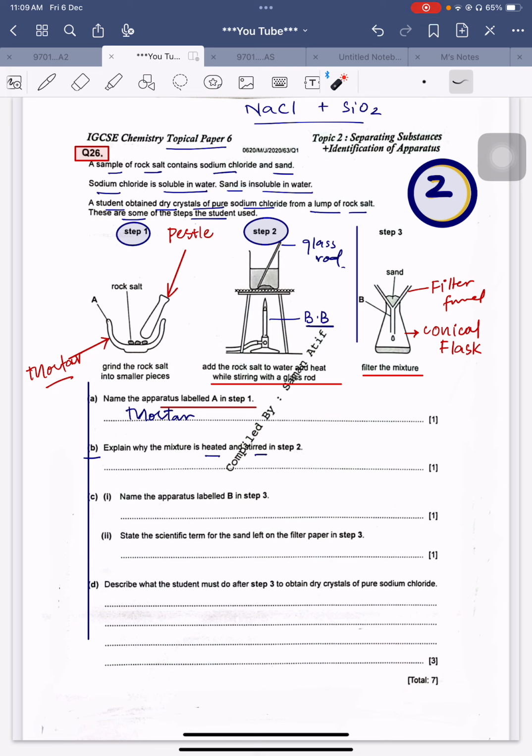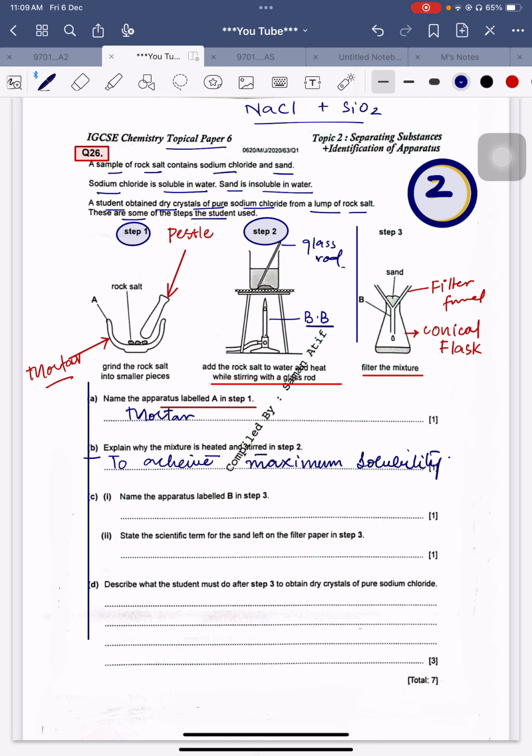Part A is already done. It is mortar, as I told you in the previous video. Currently, we are solving part B. Explain why the mixture is heated and stirred in step number two. It is to achieve maximum solubility, to get more and more sodium chloride dissolved in it. So I am writing the answer here: to achieve maximum solubility. To achieve maximum solubility, we have to heat it and we have to stir it. In this way, we can achieve the maximum amount of sodium chloride being dissolved.